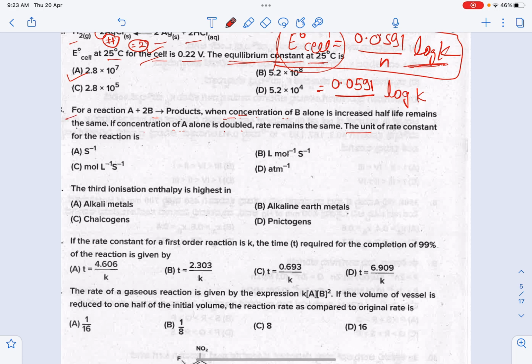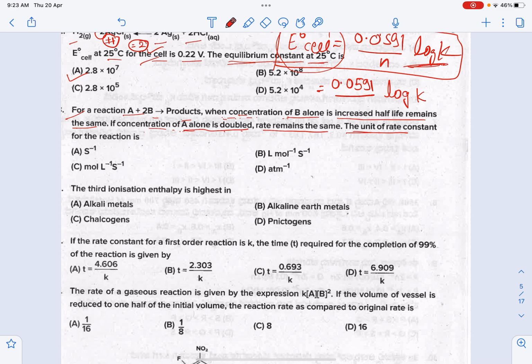Let's discuss the next question. For a reaction A plus 2B gives products, when the concentration of B alone is increased, the half-life remains the same. If the concentration of A alone is doubled, the rate remains the same. The unit of the rate constant is asked in this question.